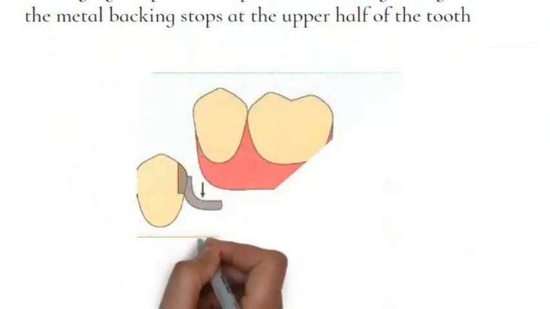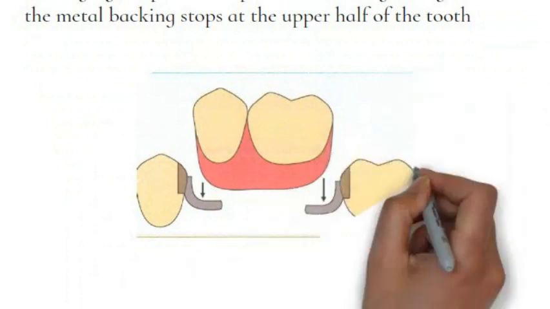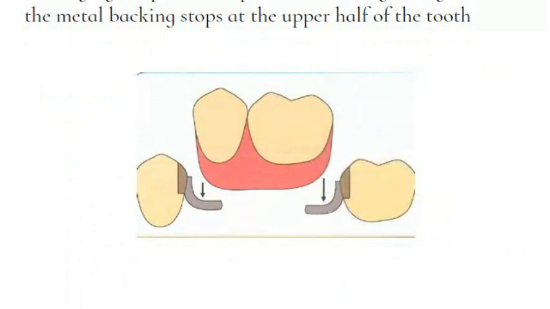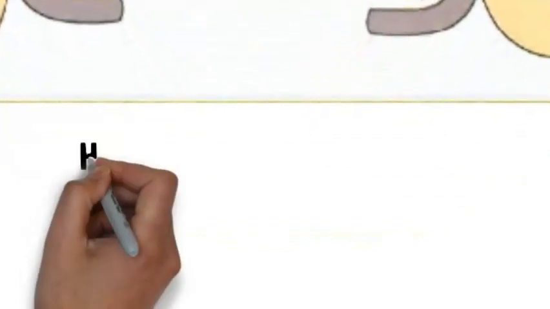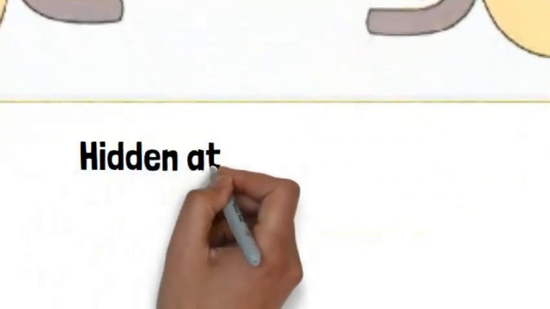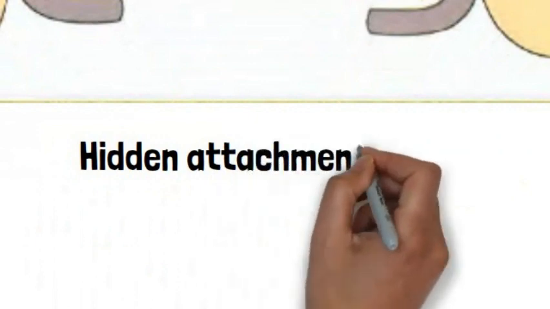Hidden attachment Pontic. These Pontics are customized with an attachment to retain RPD. Most attachment systems are used in this combination.